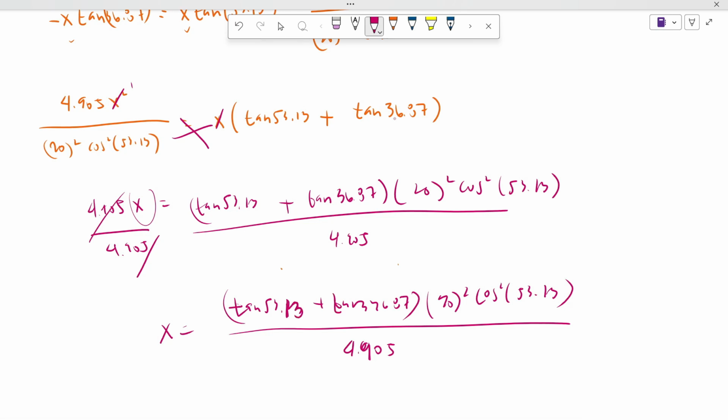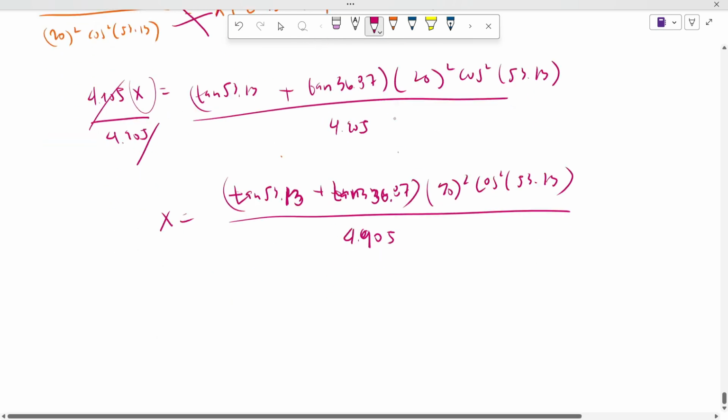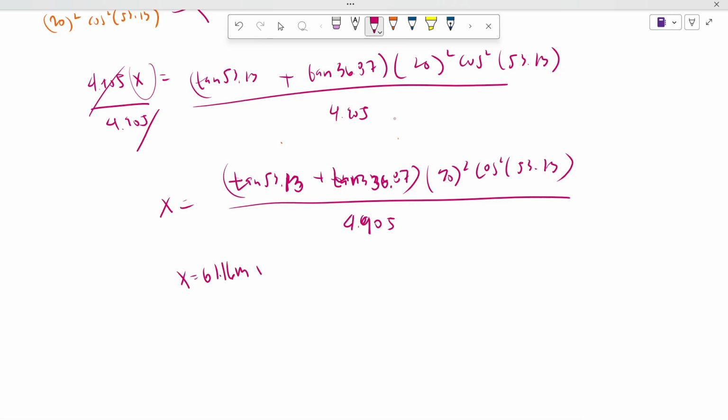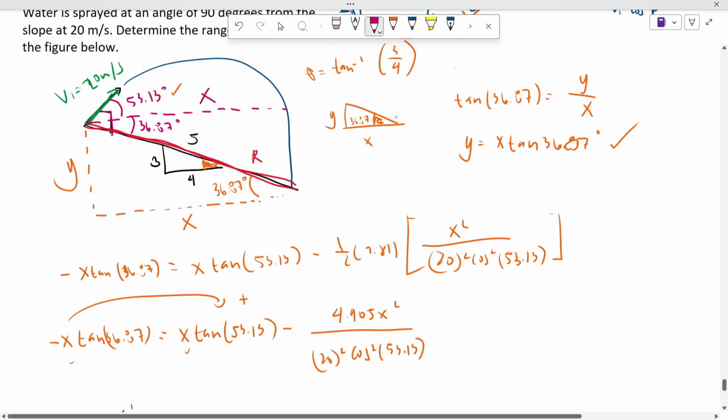So we insert this in the calculator: tangent of 53.13 plus tangent of 36.87, then 20 squared and then cosine of 53.13 squared, all over 4.905. So the value of x is 61.16 meters. So this is our x. Remember that, guys, remember.